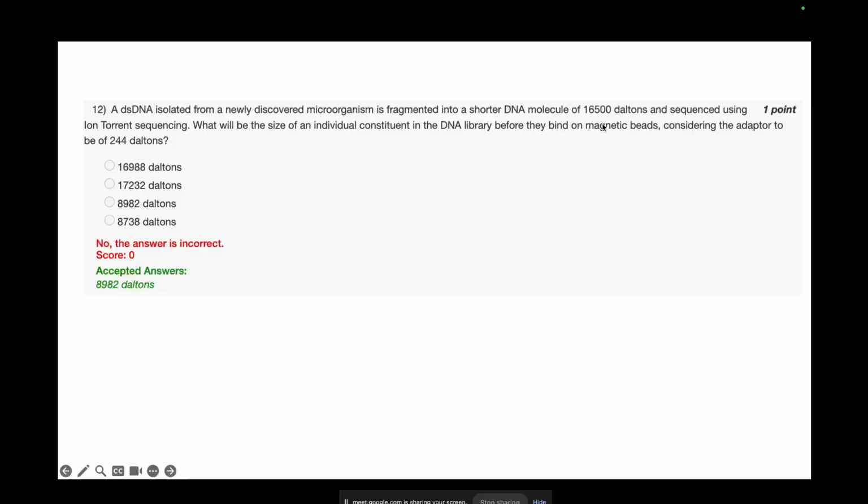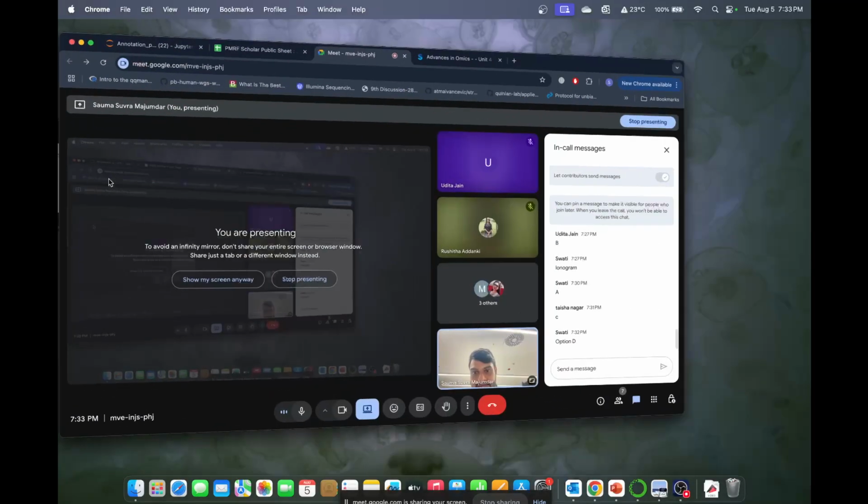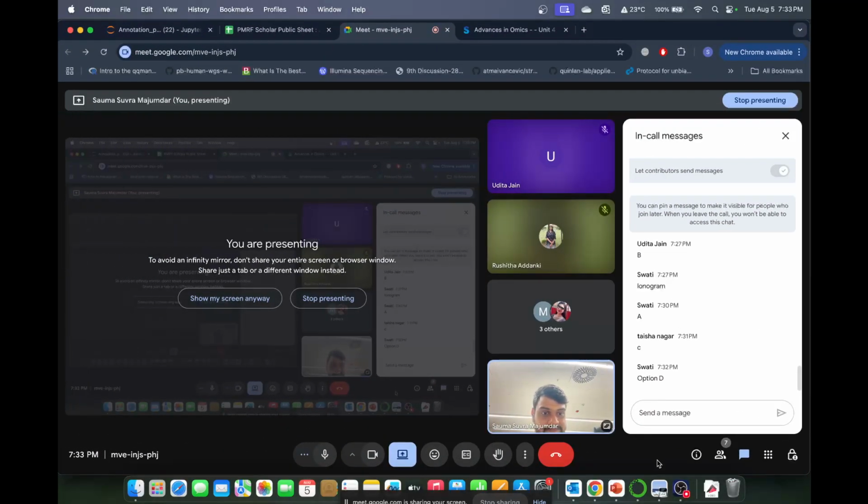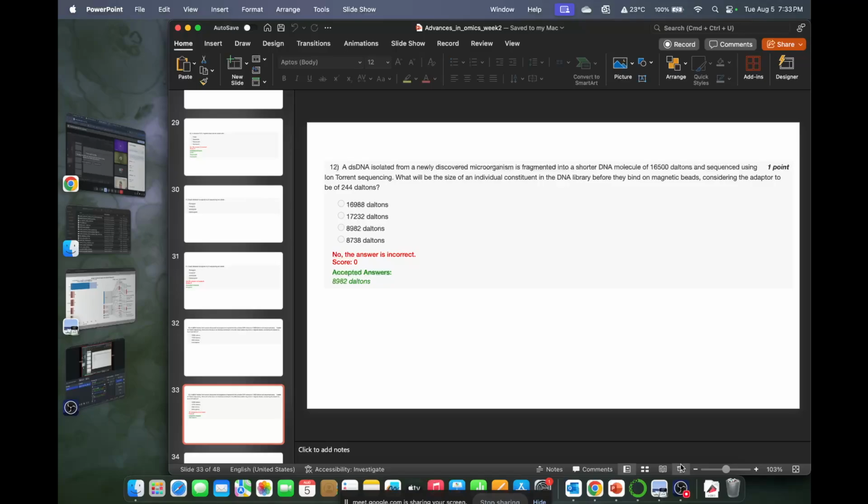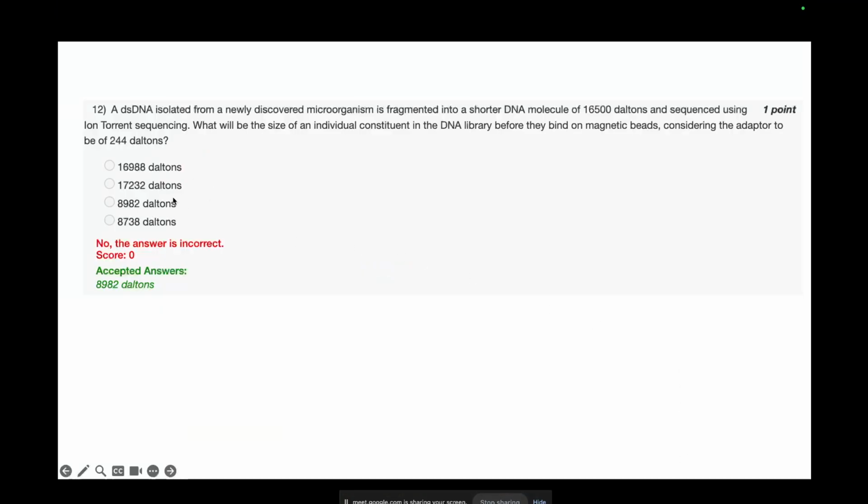This 16,500 will be the weight of the double-stranded DNA. You have to break it down to single-stranded, which will be 8250. Then you add two adapters, 488, and another 244 for the primer, which is 8932. So be careful while doing problems like this. You have to add the primer. When I was doing this, I also missed the primer. It will be roughly a similar weight to the adapter as well. So it's 8932, not the fourth option, but the third one.